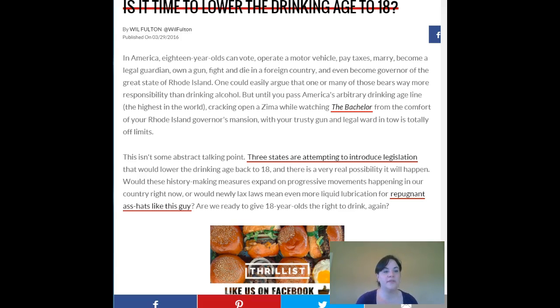So what is the author's intent? Well, when you look at the information from the entire article, it appears that the information is unbiased and includes both sides of the issue. It includes some research to back up why the drinking age should stay at 21, and some research to say that it would be okay if we lower the drinking age to 18. If we look at the article's introduction, though, it appears that the author is completely for lowering the drinking age. He says 18-year-olds can vote, operate a motor vehicle, pay taxes, marry, become a legal guardian, etc., and so one could easily argue that one or many of these bears way more responsibility than drinking alcohol.